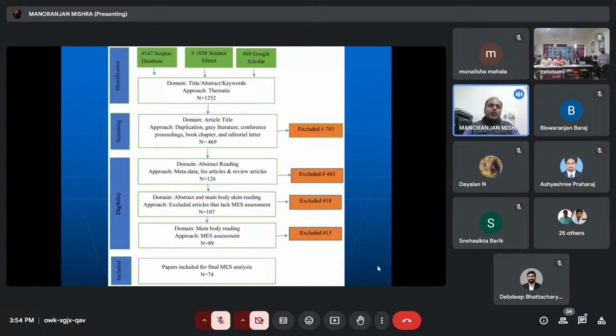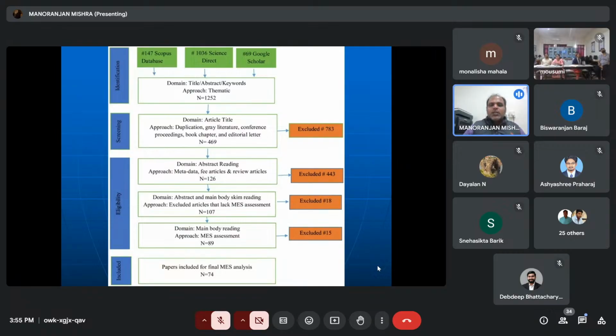Now this is an example of what we call PRISMA. Okay, you see what it is doing. I'm just trying to show you how they develop a search query. They got 147 from Scopus, 1036 from Science Direct, then 69 from Google Scholar. Then what is the domain they have searched? That is called title, abstract, and keyword. The approach is thematic.